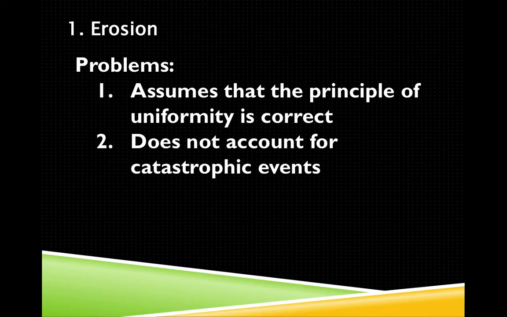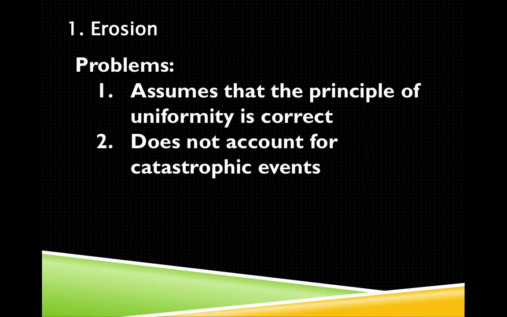And the problems with that are basically that it assumes that the principle of uniformity is correct. And as we mentioned in class, there's some questions about whether or not that principle is correct. And one of the reasons for that is it does not account for catastrophic events, such as Mount St. Helens, for example, or even a worldwide flood.